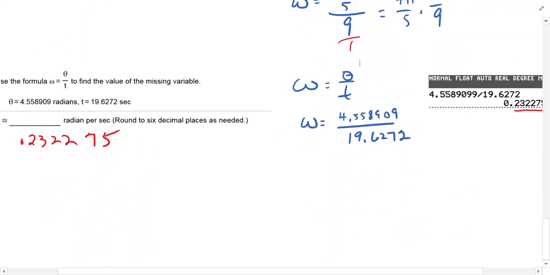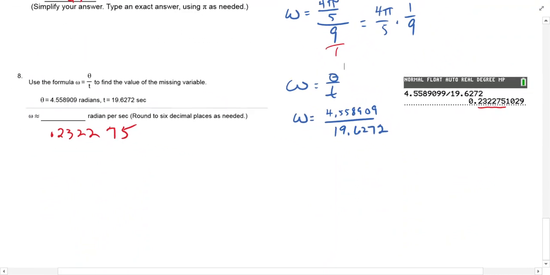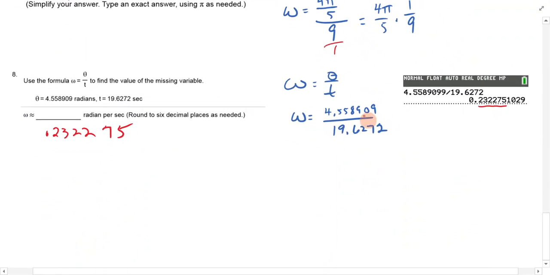On this one, number 8, theta over T. So that's the long theta that you're given divided by that. You get 0.232275. It said round to 6 decimal places, so that's what I did. And those 8 problems are just getting you to use those formulas and get you familiar with linear and angular speed.